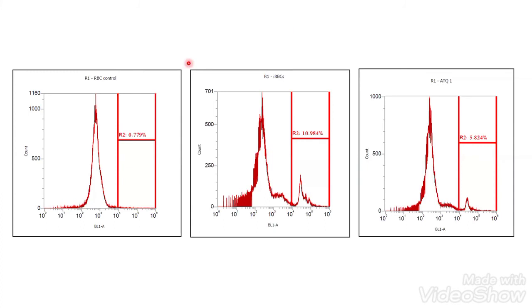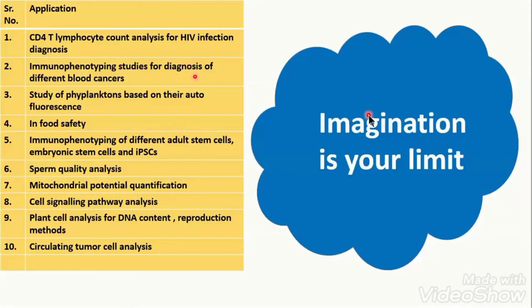There are so many other applications, like you can do the diagnosis of different blood cancers. You can even analyze the phytoplanktons because they have different type of fluorescence. People are using them in food safety nowadays. I have given one complete lecture at Pune University where I explained how flow cytometry can be utilized in microbiological applications. Then people are doing sperm quality analysis. People are measuring the mitochondrial potential with flow cytometry. People are understanding cell signaling, DNA content, plant cell analysis, circulating tumor cell analysis.